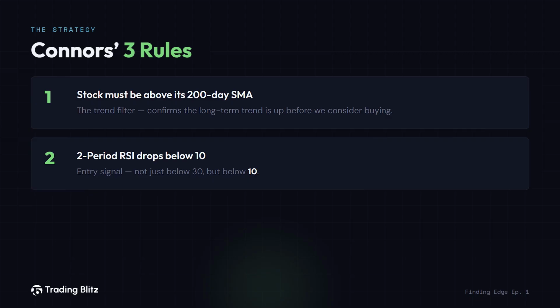When both conditions are true, the stock is above the 200 SMA and the 2-period RSI has dropped below 10, that's your entry signal. We buy at the close of that candle.